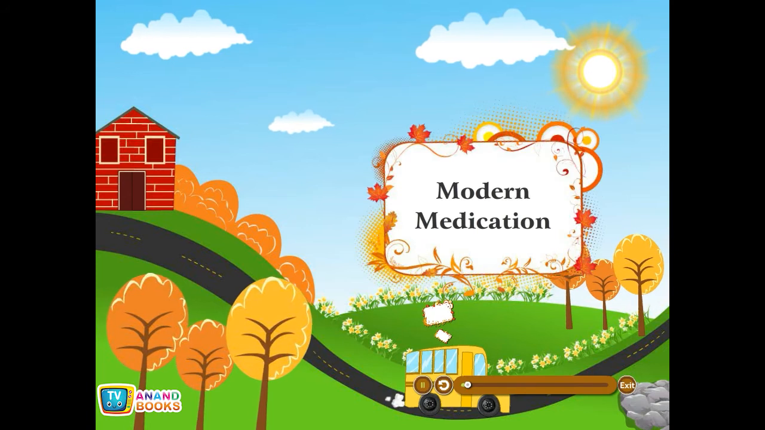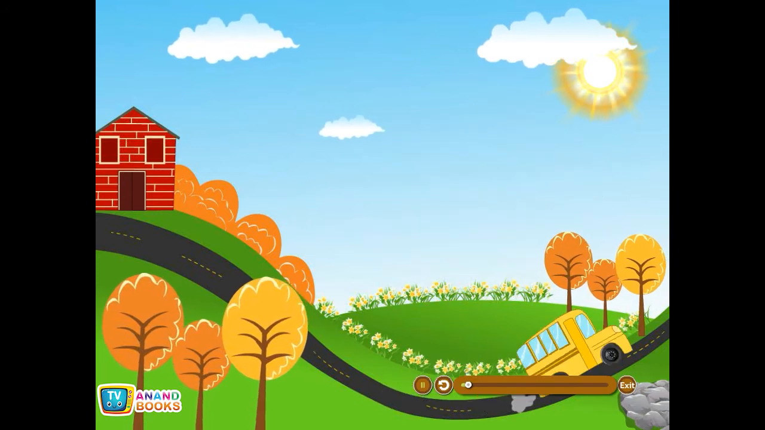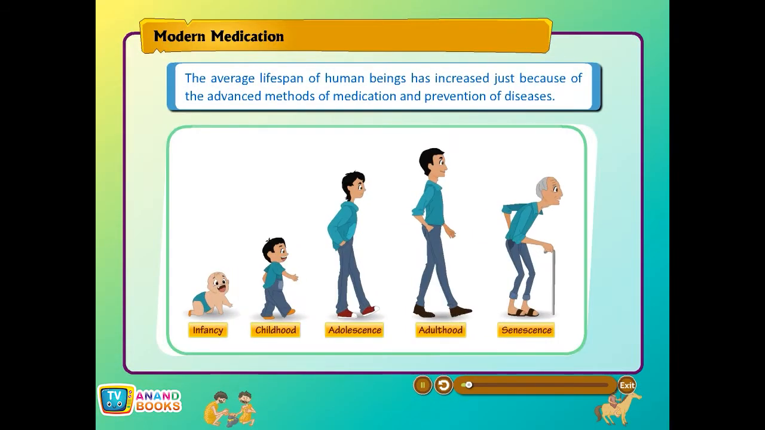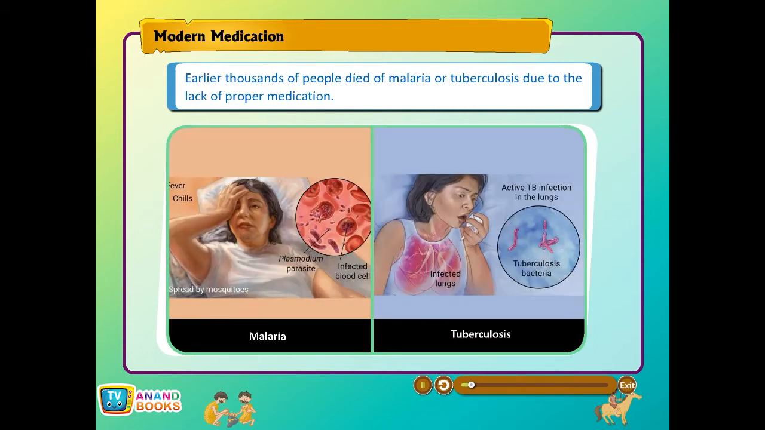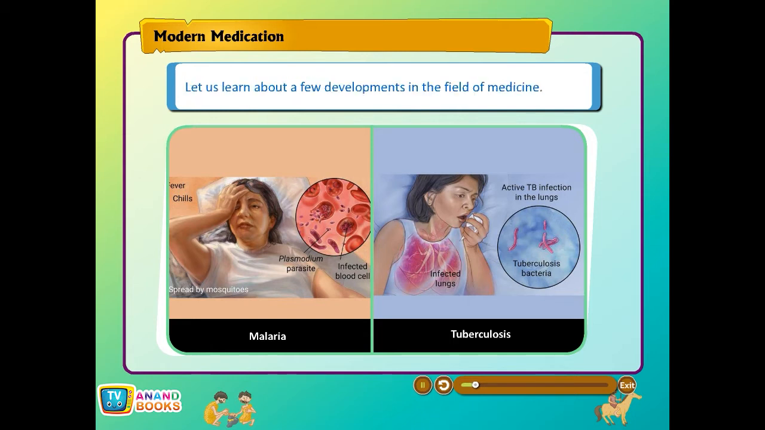Modern medication. The average lifespan of human beings has increased just because of the advanced methods of medication and prevention of diseases. Earlier, thousands of people died of malaria or tuberculosis due to the lack of proper medication. But today, medical science is very advanced. That is why we live longer than our ancestors. Let us learn about a few developments in the field of medicine.